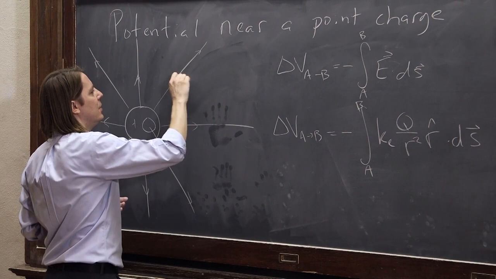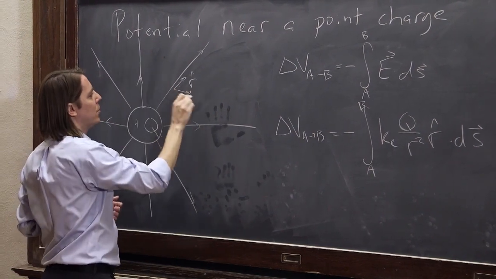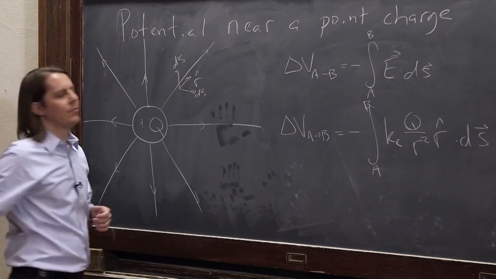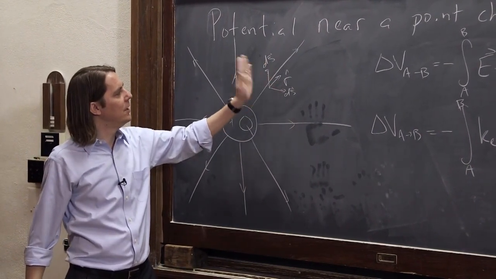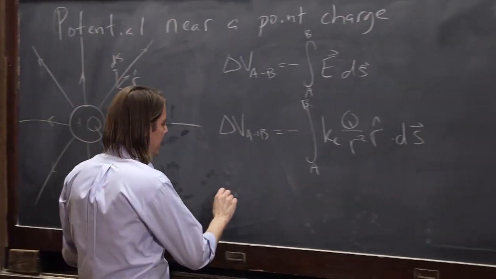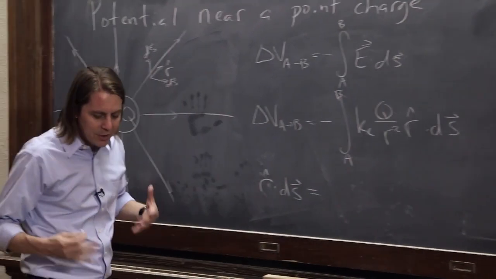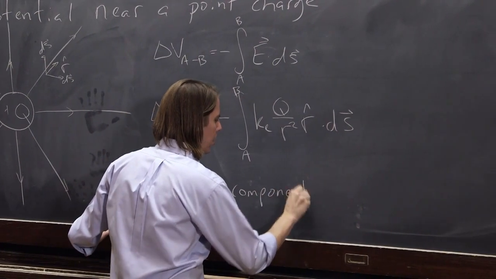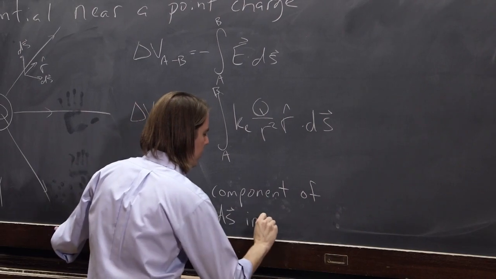R hat would always be in this direction, and ds just depends on where you are, where you're walking around. You could be going that way, you could be going that way, all these different directions. R hat is radially always out and has a unit magnitude. ds moves around, depends on where you're going. So r hat dot ds, basically in words, it's the component of ds in the radial direction.